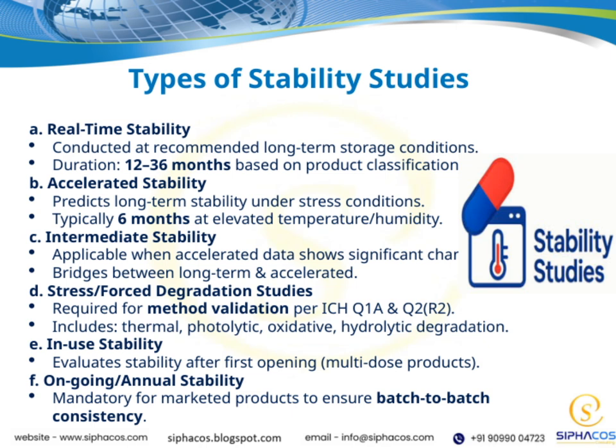Next is accelerated stability testing. This method predicts how the product might degrade over a longer period by exposing it to stress conditions, usually at elevated temperatures and humidity levels for about 6 months. It's a quicker way to gather stability data and identify potential issues early.